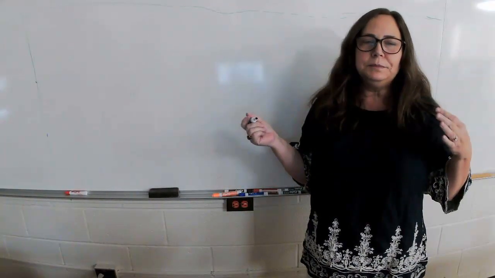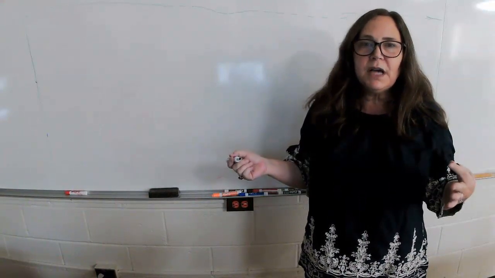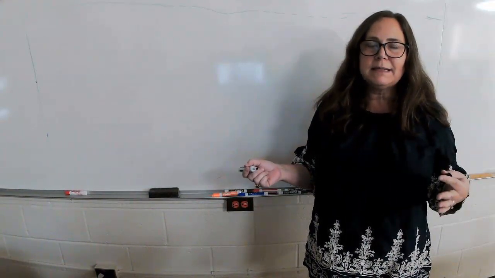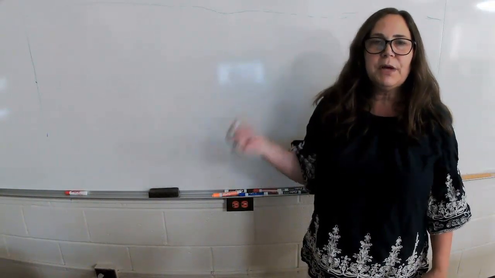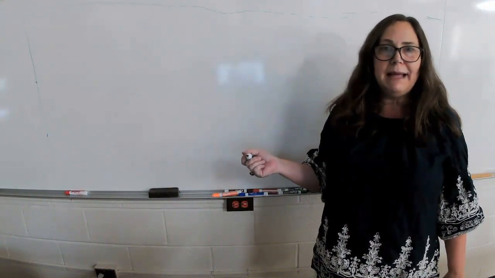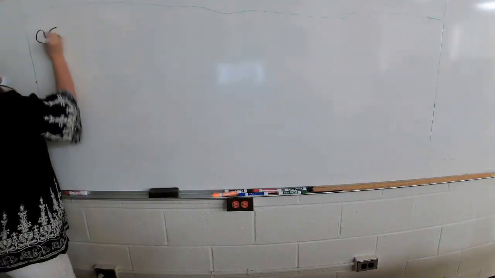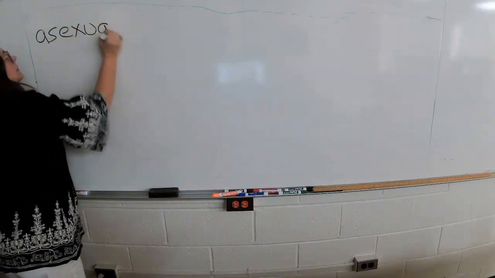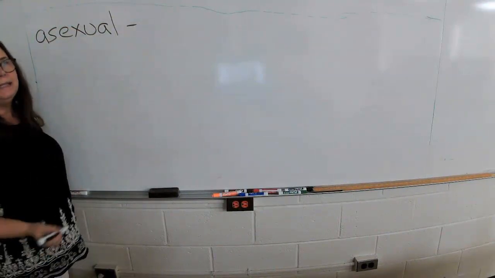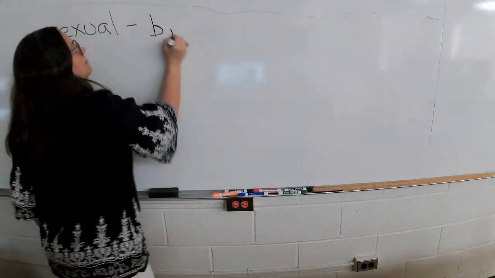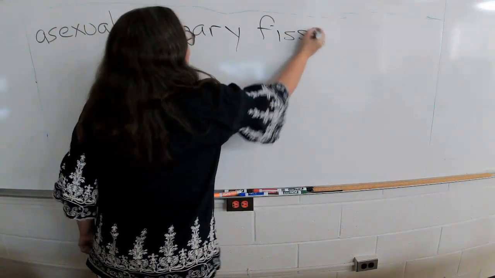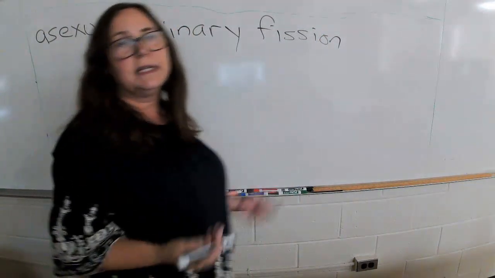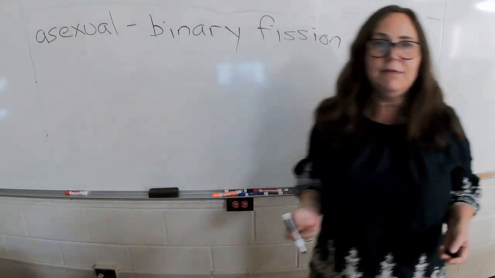Reproduction in prokaryotic cells is typically asexual, and reproduction occurs by a process called binary fission. Their asexual reproduction, we call that binary fission, which literally means to split in half.